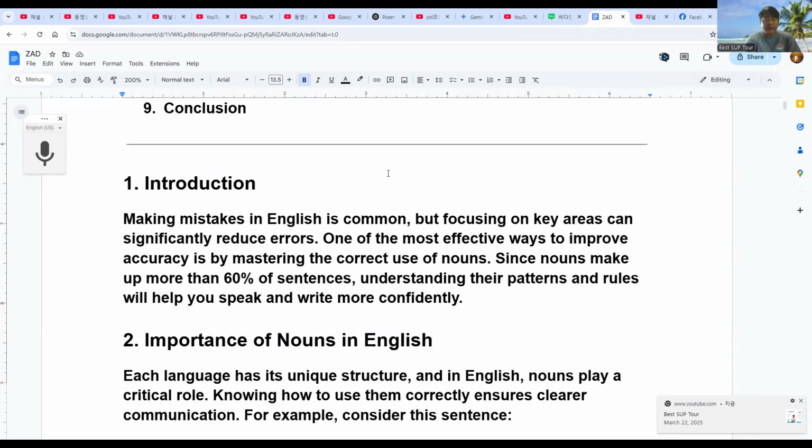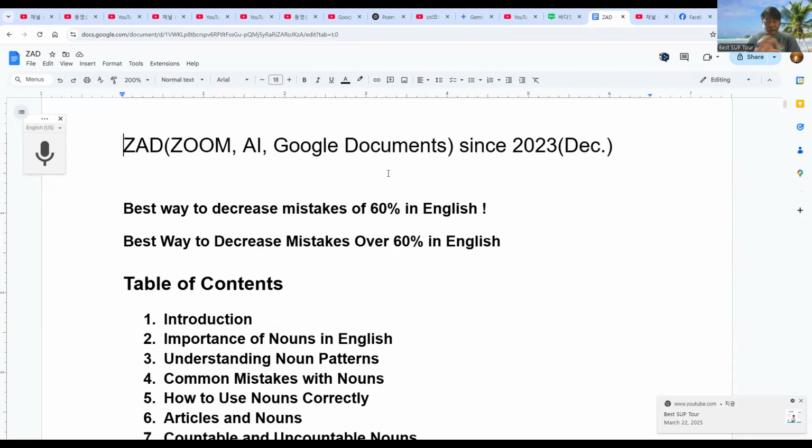By recording this on Zoom, I know about how many words I can speak in a minute, because I have 444 words I use and I'm looking at time. Okay, so, best way to decrease mistakes over 60% in English.